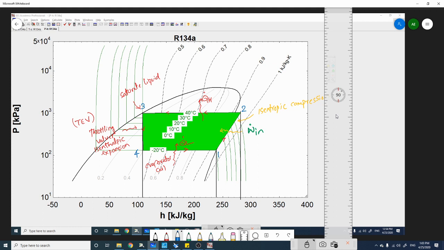What we are really interested in here is the differences between 1 and 4, 2 and 4, 2 and 1. We are not really interested in the absolute value, so there is no harm in choosing different reference points. Carefully check the segment that we have cut off on the x-axis. Between 4 and 1, you have a refrigeration effect. So this is the refrigerating effect.